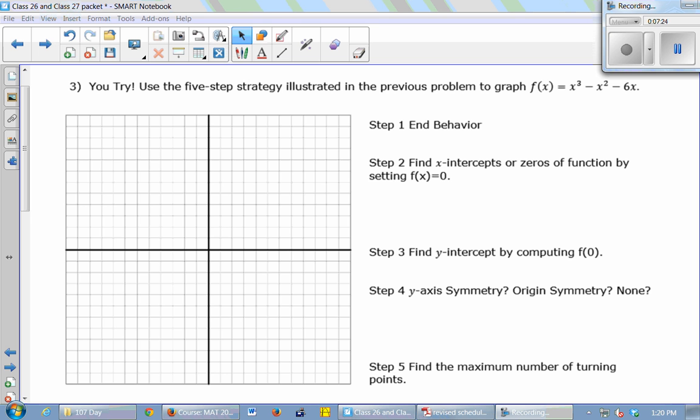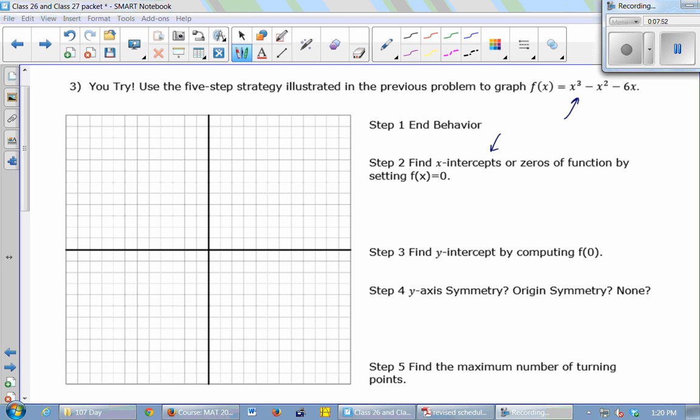And then to determine which arm is up, we look at the leading coefficient, which in this case is +1. It's a positive number, and the leading coefficient tells you about the right arm. If it's positive, the right arm is up. If it's negative, the right arm is down. So our right arm is going to be up and our left arm is going to be down. So there's my end behavior.